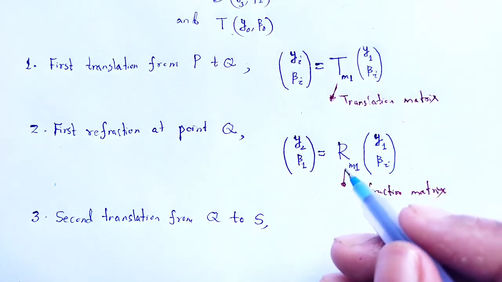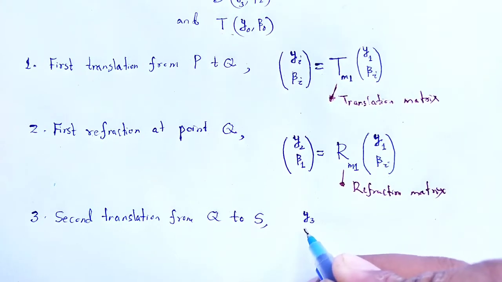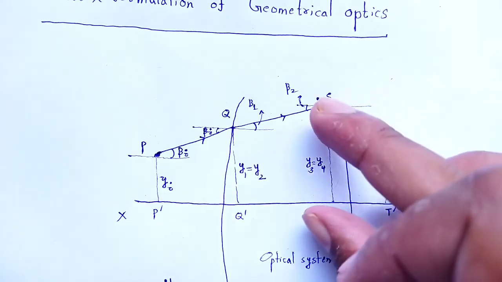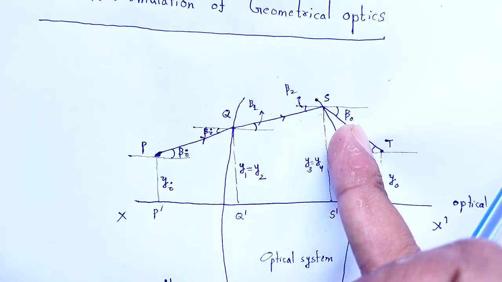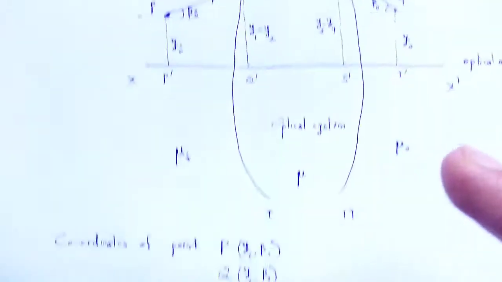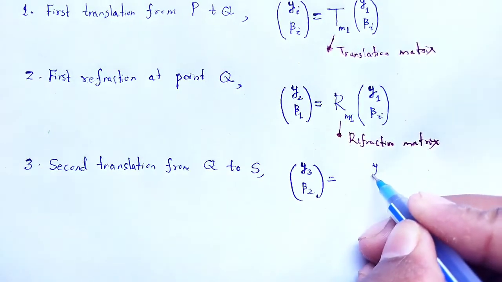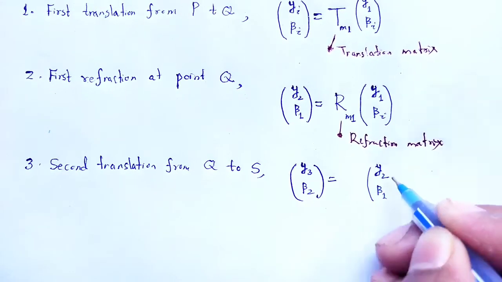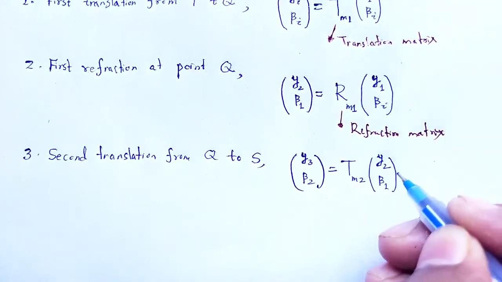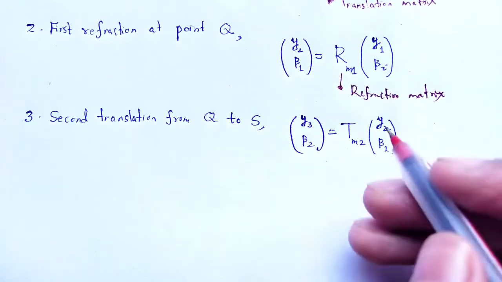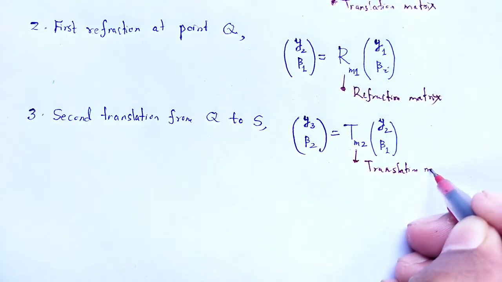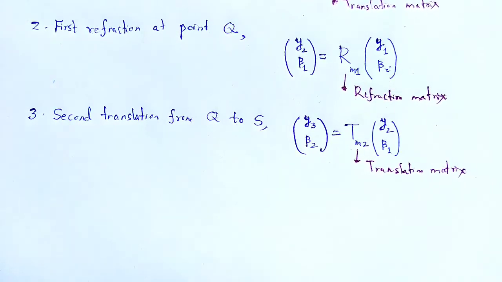Again we represent it in terms of matrix as y3 beta 2, then that is y2 beta 1. That matrix TM2, the second translation matrix, is the translation matrix. That is the second translation matrix.